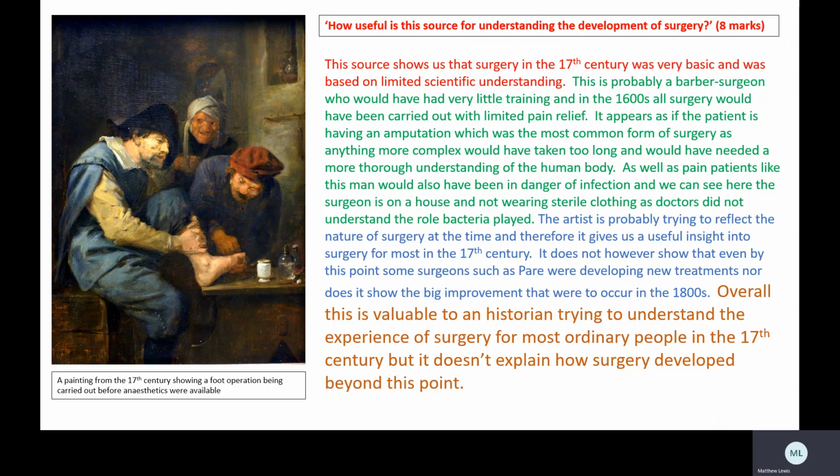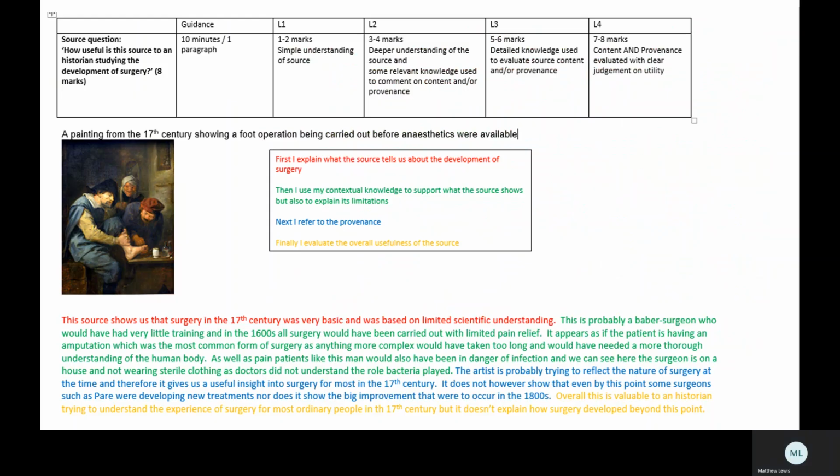So I've got those four bits there. What's it telling me? Contextual knowledge, provenance and purpose, and then an overall summary. And that's the kind of structure you want to follow ideally. If you can't do it all, then you should at least say what it's telling you. And you should either be able to say something about the context or perhaps the provenance and the purpose. Okay. Now, this is the answer altogether, which I can send you.